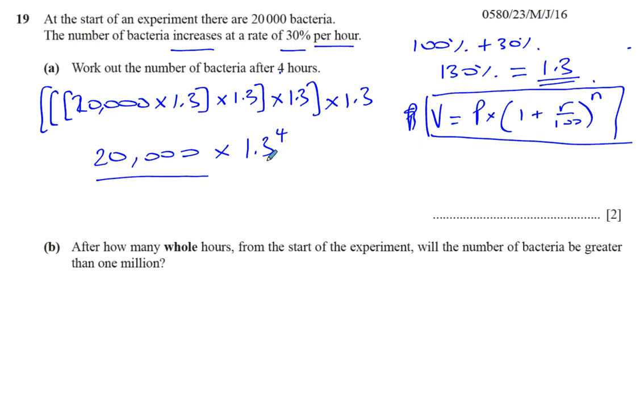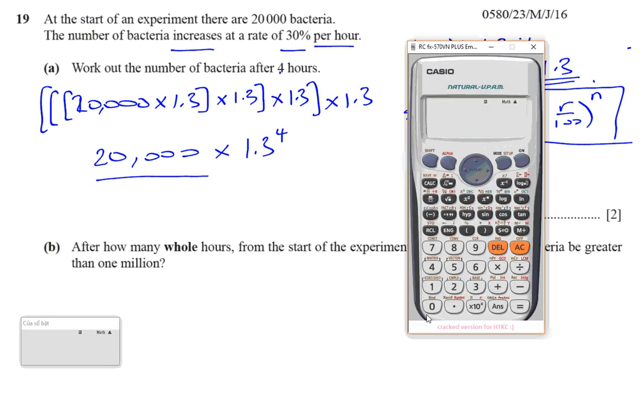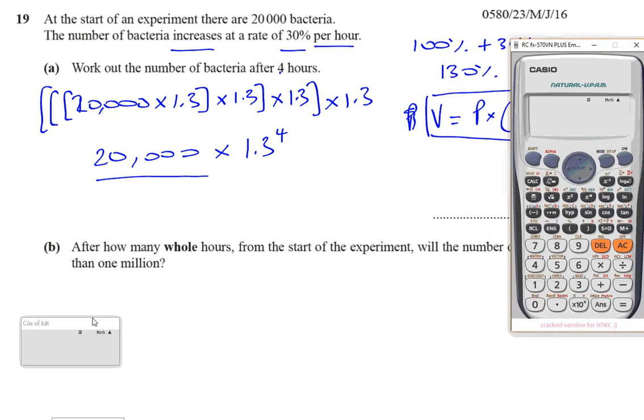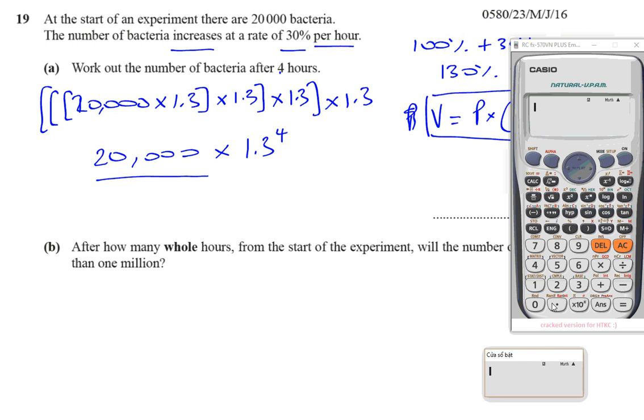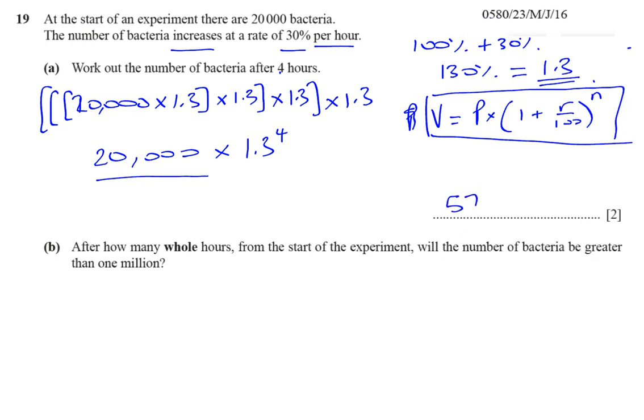And then to find the answer to that, you simply plug that into your calculator. So you have 20,000 times 1.3 to the power of 4, using the x power blank button. That gives us 57,122. So 57,122 is going to be the number of bacteria after 4 hours.